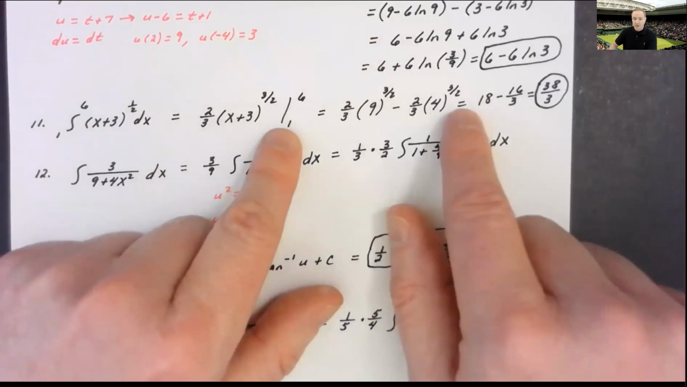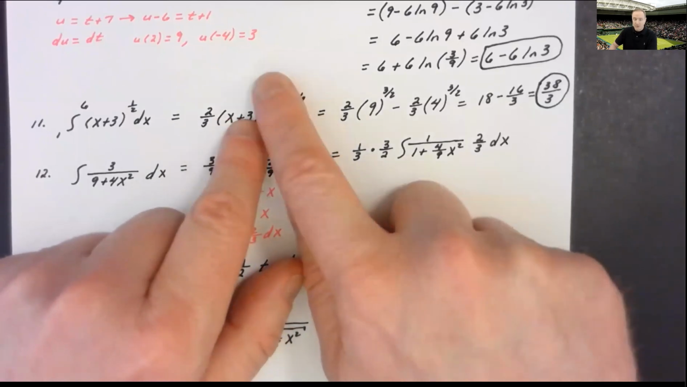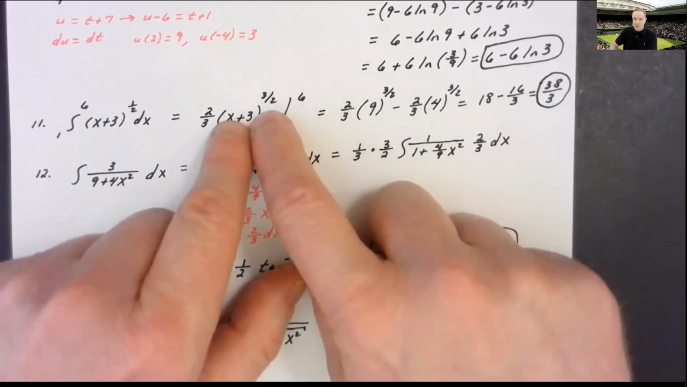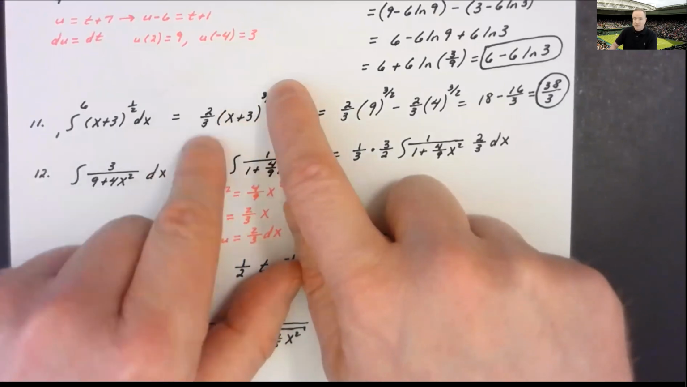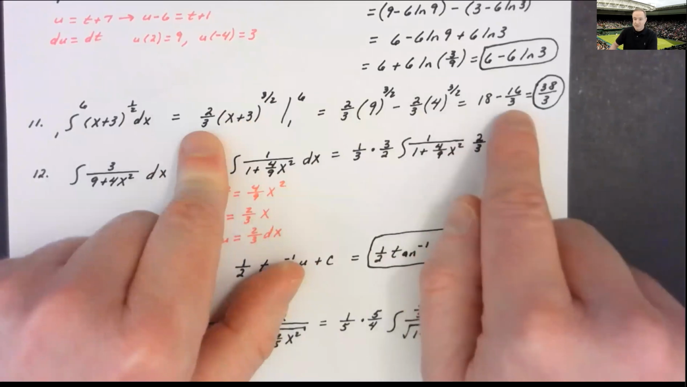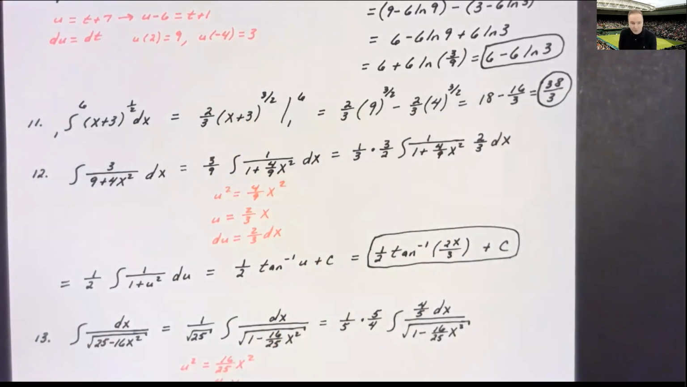Minus your lower limit, when you plug a 1 in here, you would get 4 to the 3 over 2. That means the square root of 4, which is 2. And then you're cubing that. 2 cubed is 8. It'd be 2/3 times 8, which is 16/3. 18 minus 16/3 is going to give you 38 over 3 for your final answer there.